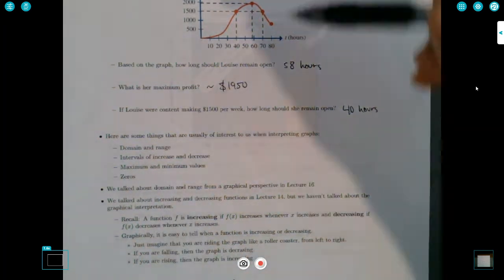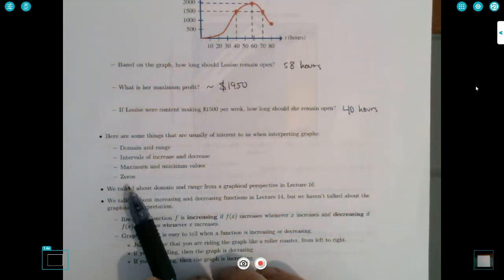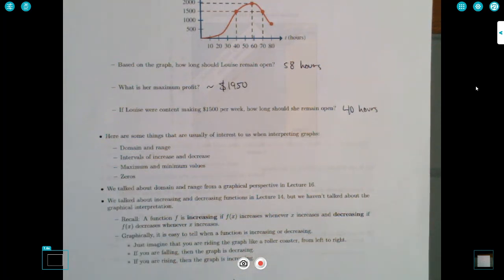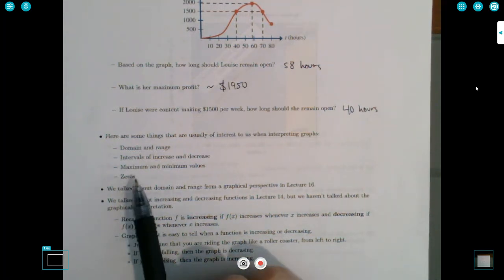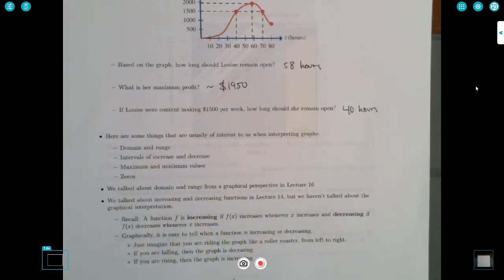Maximum and minimum values, like the maximum value here of about, I think we came up with about $2,000, but we said like $1,950, okay? Zeros. Zeros is maybe an unfamiliar term to you, but we'll talk about that when we get there. That's also a pretty important concept, and it's pretty intuitive once you know what it is, okay?